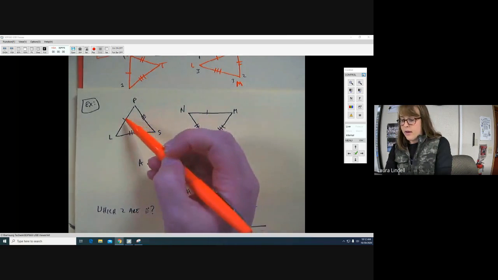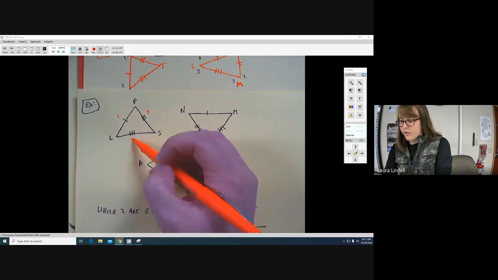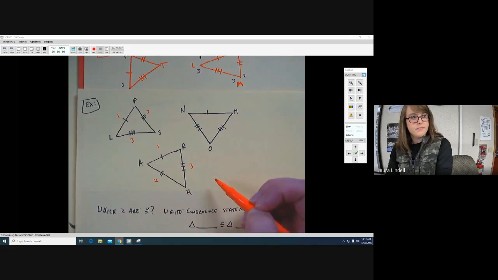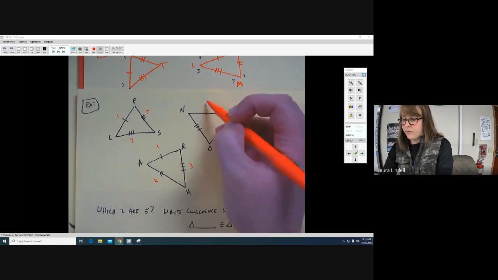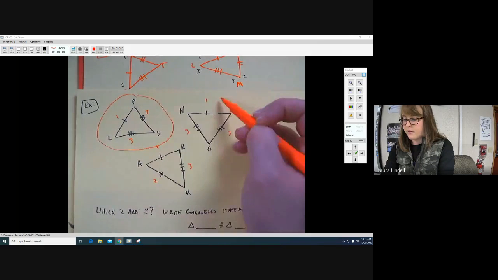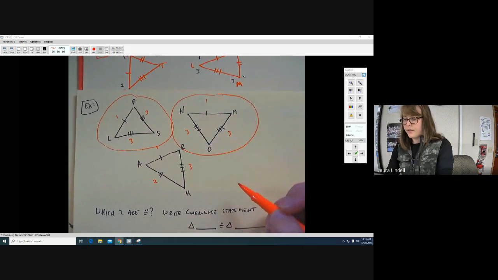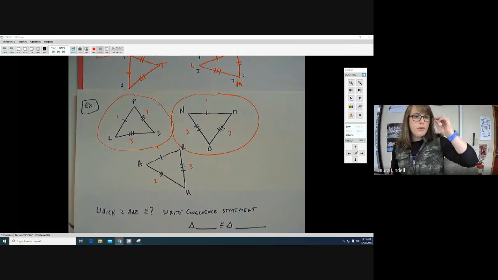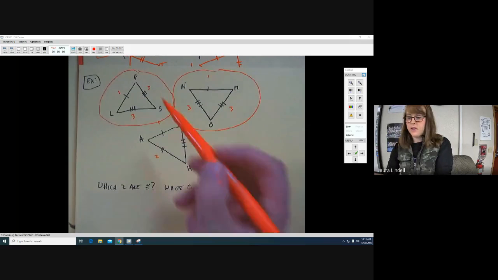So on this one, we have a 1 and a 3 and a 3. On this one, we have a 1, a 2, and a 3. And on this one, we have a 1, a 3, and a 3. So that would tell me that these 2 are congruent to each other, the ones with the 1, 3, and 3 going on. And when you have 2 sides that are the same, you'll end up with kind of more options for your congruent statements.